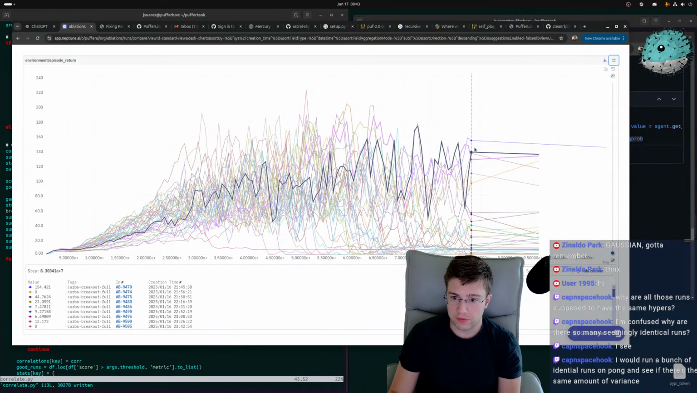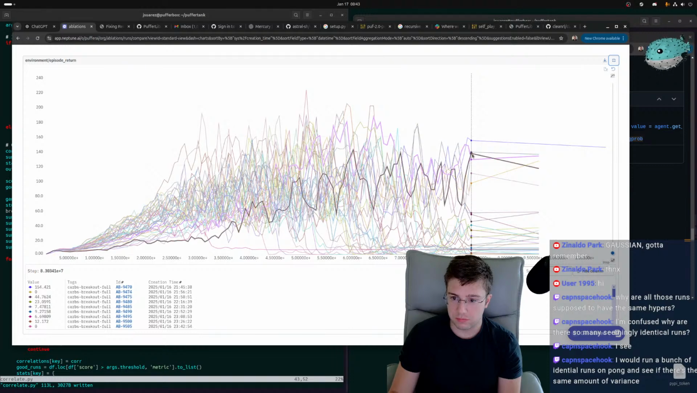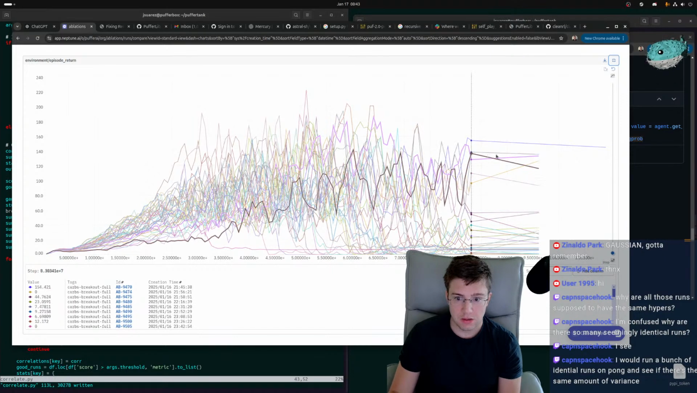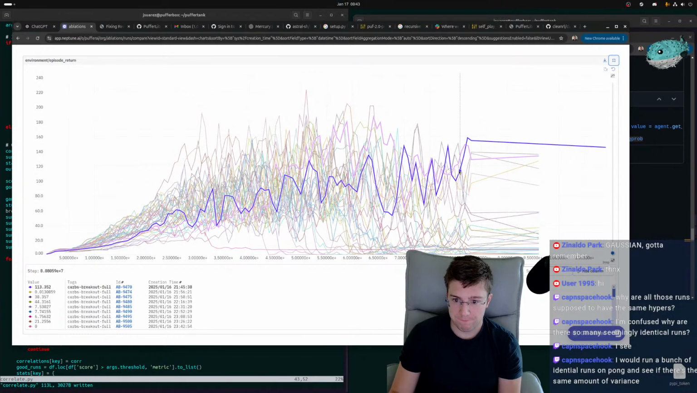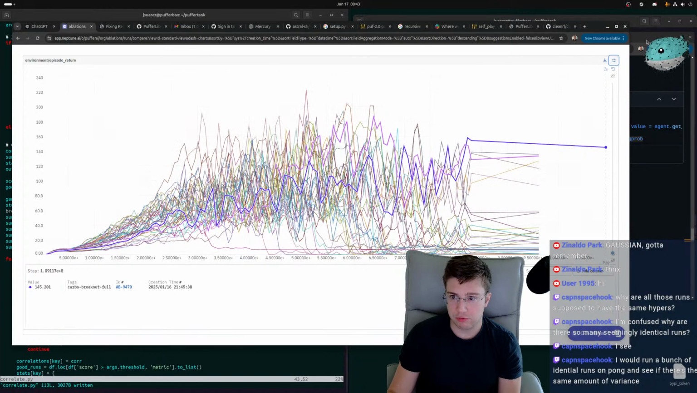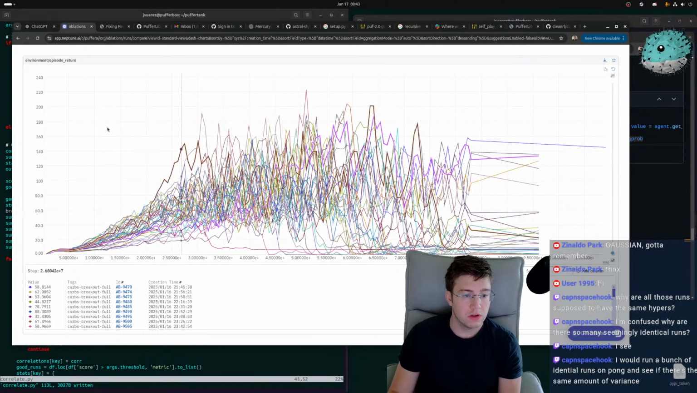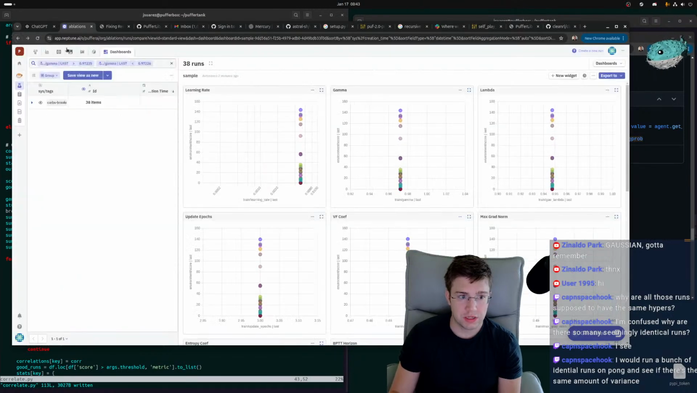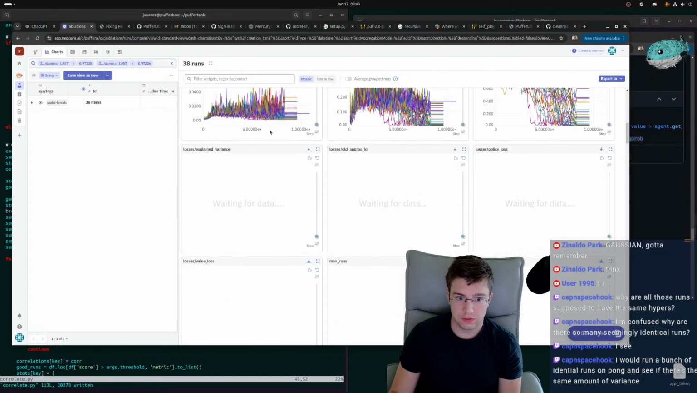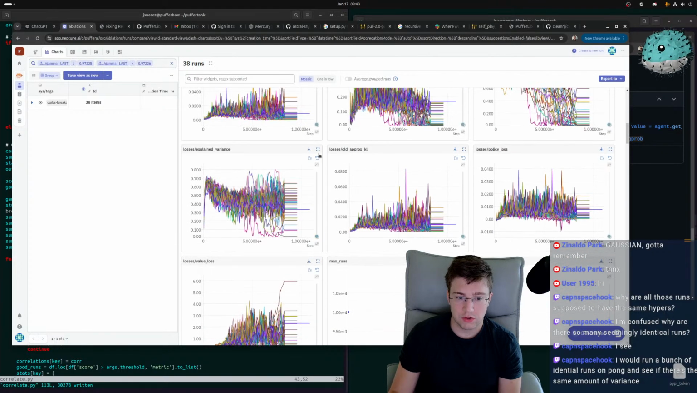It's almost weird how they finish at the exact same time. Maybe not, because it goes by batches. I mean, you can just see how dramatically different these curves are, though. The next thing to check is going to be the charts. It's going to be the losses.